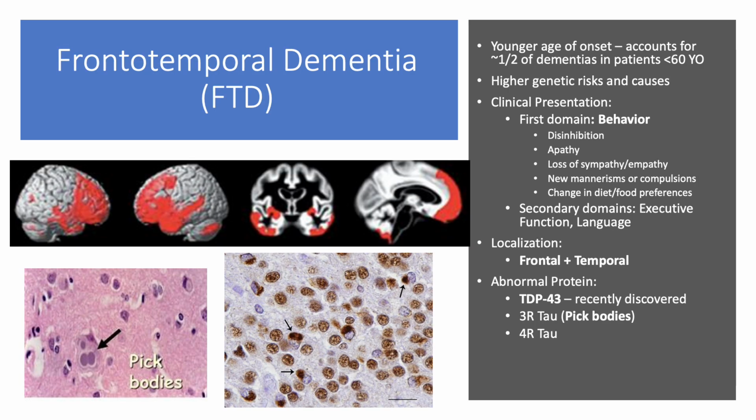FTD, frontotemporal dementia, is, like the name suggests, a form of dementia that really affects the frontal and temporal lobes, meaning that patients who present with this type of dementia have quite strong behavioral symptomatology. So they are disinhibited, they may be apathetic, they may have hallucinations, but it is really the behavioral aspects that typify this. And the abnormal protein in FTD is TDP43, which was recently discovered.